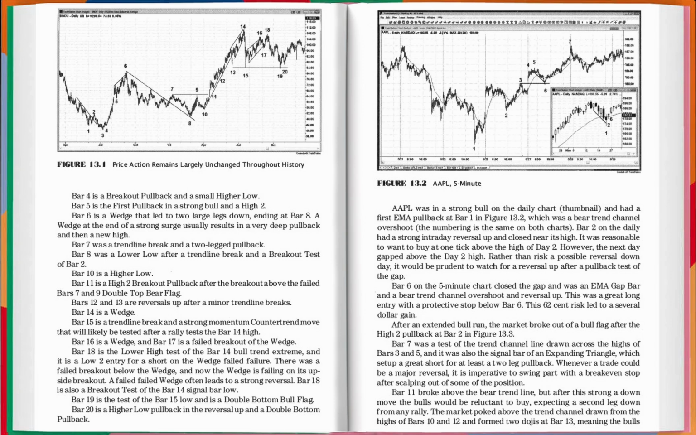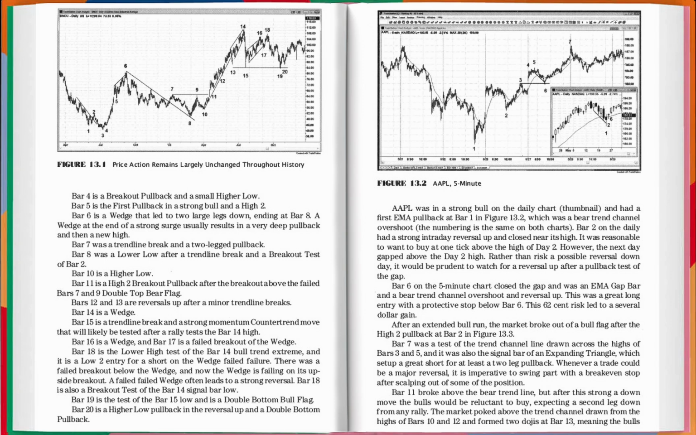However, the next day gapped above the day 2 high. Rather than risk a possible reversal down day, it would be prudent to watch for a reversal up after a pullback test of the gap. Bar 6 on the 5-minute chart closed the gap and was an EMA gap bar and a bear trend channel overshoot and reversal up. This was a great long entry with a protective stop below bar 6. This 62-cent risk led to a several dollar gain.